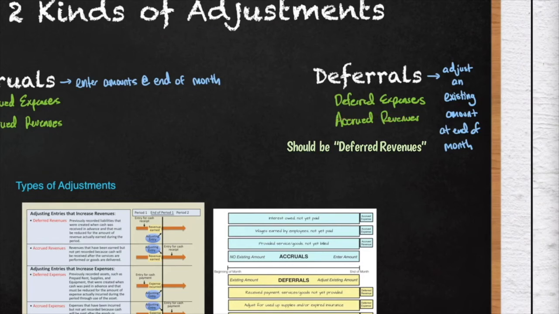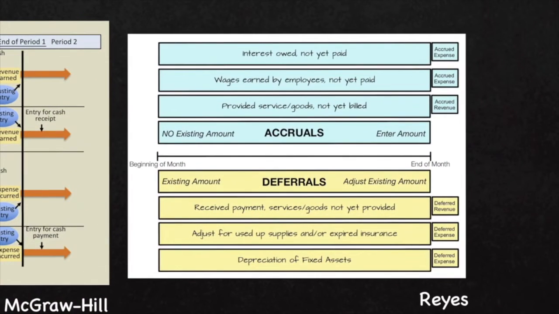Deferrals, again, there's an existing amount in the accounting records. By the end of the month or by the end of the accounting period, you must adjust those amounts because they changed during that time. That is a deferral. Accruals, again, nothing there, but something happened and now you must enter an amount at the end of the month. And deferrals, there's already an existing amount that you just have to adjust because it changed during the accounting period. It's important to know the difference between the two adjustments for you to be able to understand adjustments. I made this chart here.